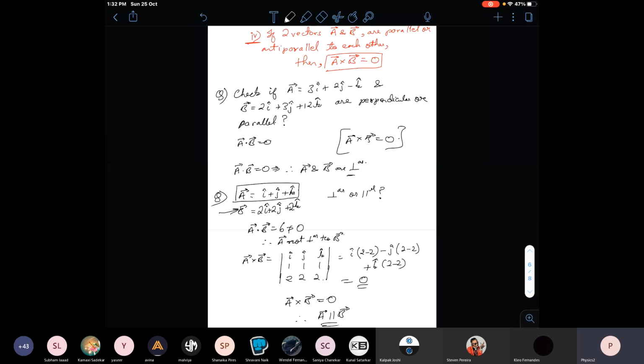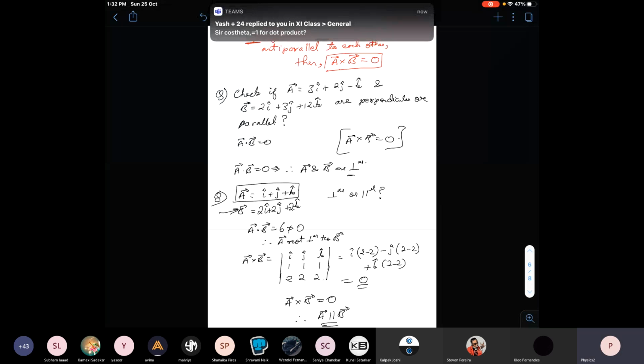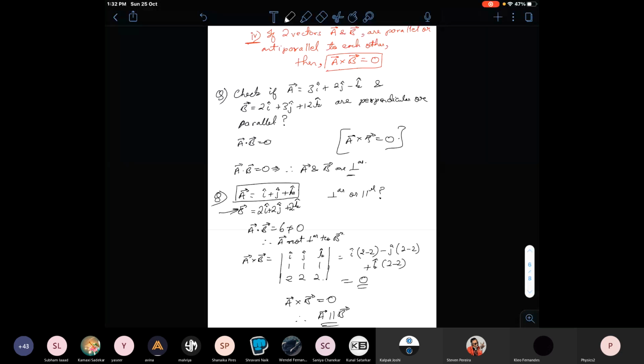Okay, so this was your dot and cross products. Next we will do differentiation. Yes, cos theta is equal to 1 for dot product.